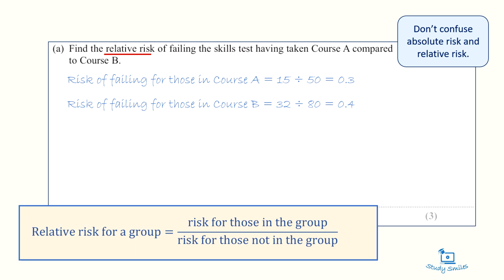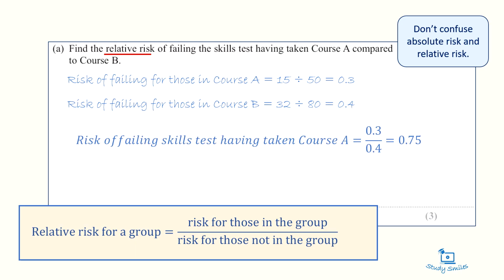We can then calculate the risk of failing the skills test having taken Course A compared to Course B as being 0.3 divided by 0.4, which gives us 0.75, which is the answer for Part A, and this would give us the full 3 marks.